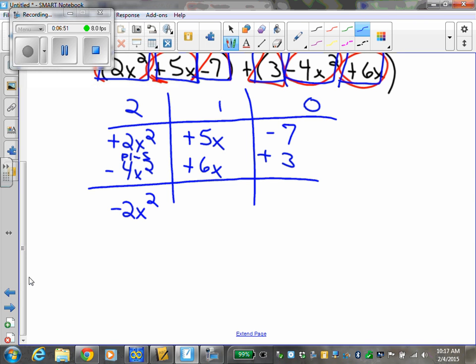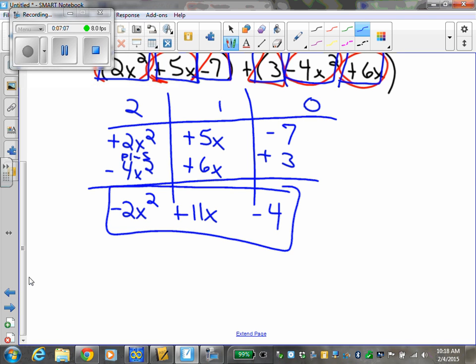Why don't we add the exponents? Because we're not multiplying. You only add the exponents when you're multiplying. When you add them, they stay the same, okay? And this will become plus 11x, and this will become negative 4. We still got the same answer.